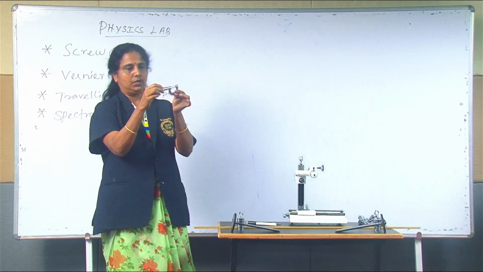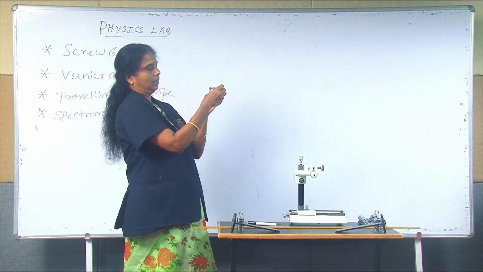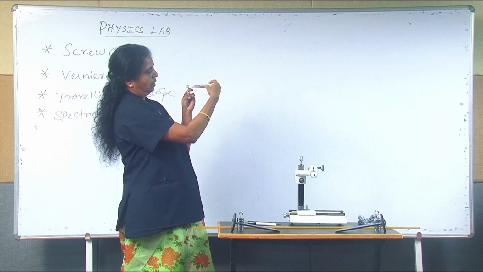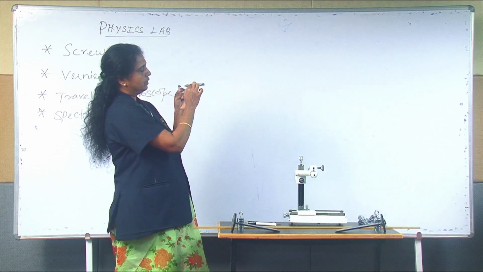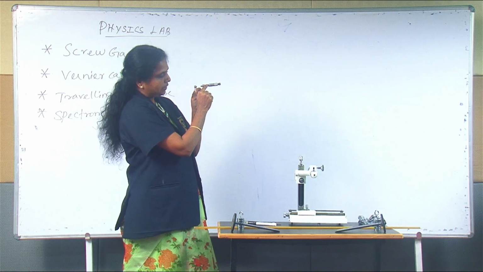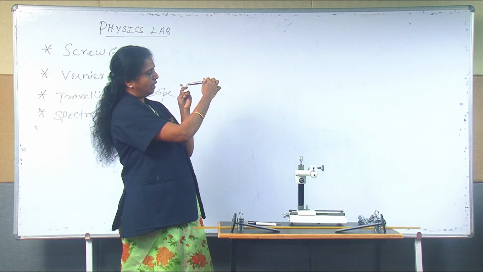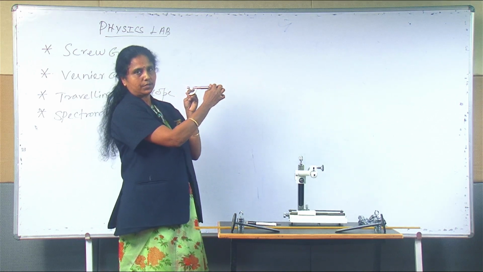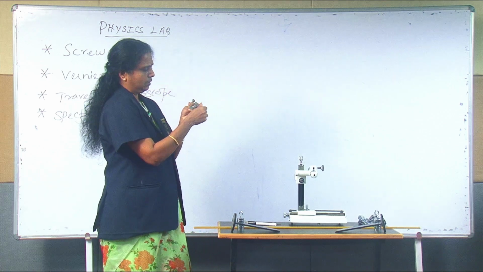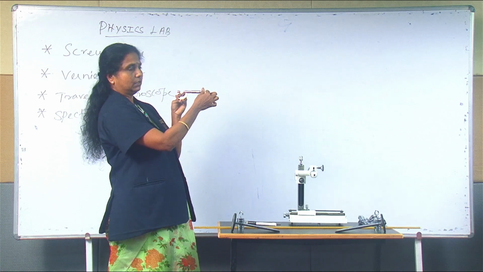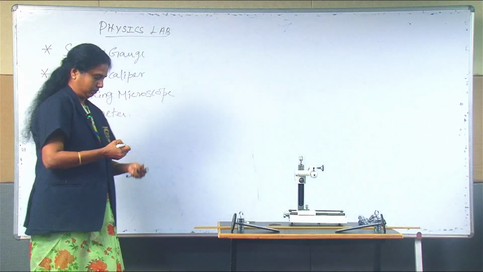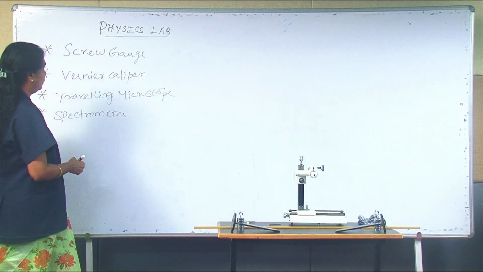Here there are two scales. If you unscrew this, you could find one horizontal scale. This scale is called the pitch scale, and the one which rotates like our head is the circular scale, or otherwise it is called the head scale. And this is a frame, this is a screw, this is the ratchet, and this is the stud, etc. Okay. You should know the least count value of this apparatus.